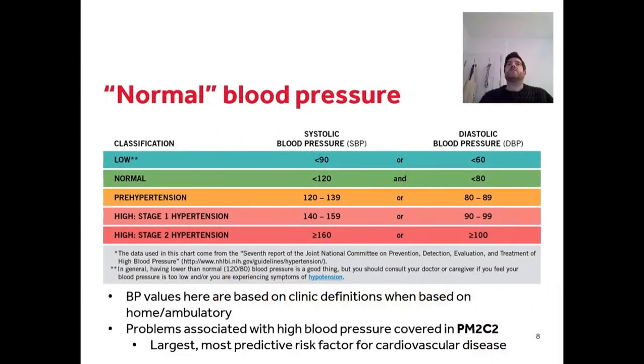And that brings us to the idea of normal blood pressure. I'll go over this in much more detail next year, relating this to disease. But generally, we consider normal blood pressure to be a systolic blood pressure of less than 120 millimeters of mercury and a diastolic pressure of less than 80 millimeters of mercury.